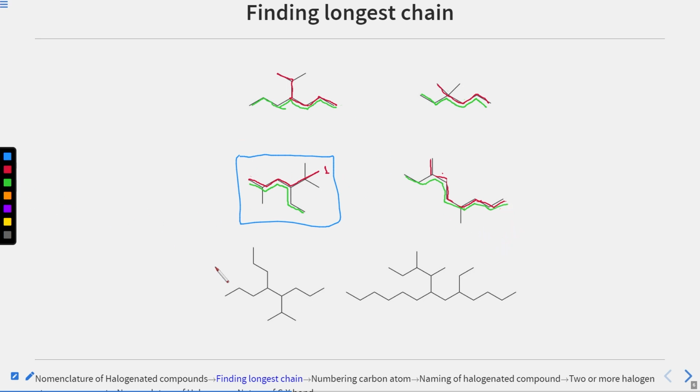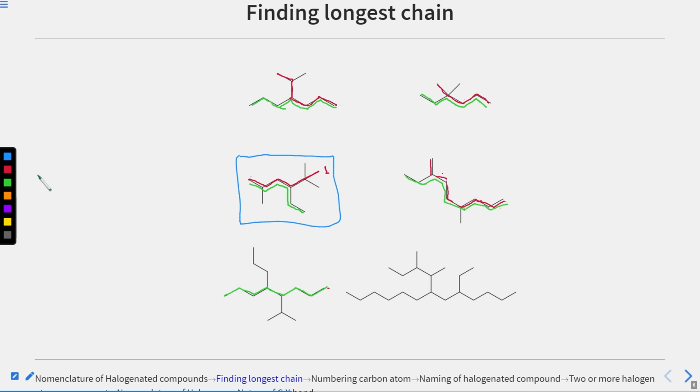Similarly, we can do it for this one. So let us start our numbering from here: 1, 2, 3, 4, 5, 6, 7 and 8. First case. Let it be this one.